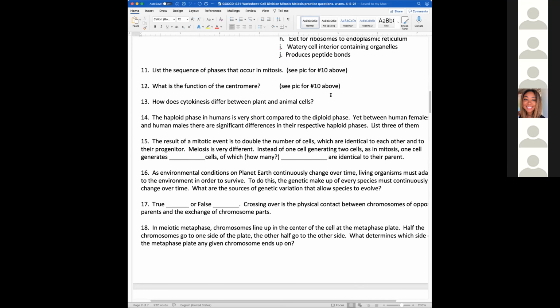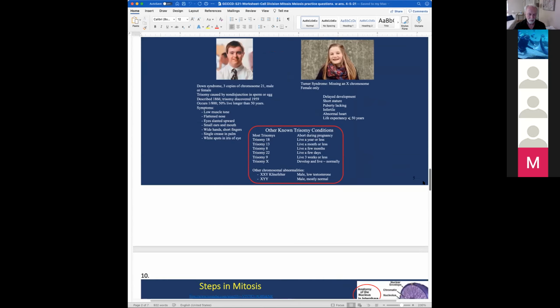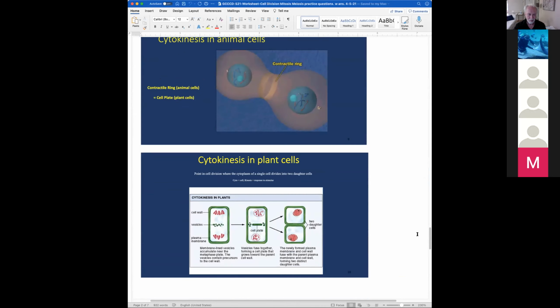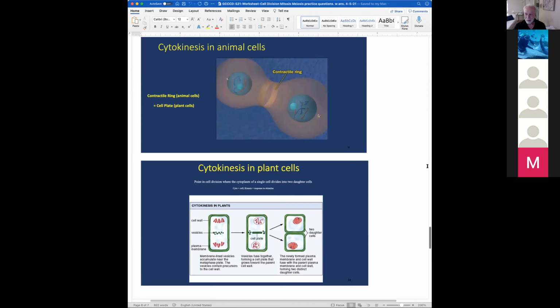How does cytokinesis differ between plant and animal cells? That should be an easy one. Who wants to say what it is? There it is. So what's the difference? On animal cells, what's the critical structure for cytokinesis? It's the contractile ring that pinches once the nucleus has divided into two nuclei and they've gone into opposite ends of the cell, then this ring pinches the cytoplasm into two so that you end up with two cells.